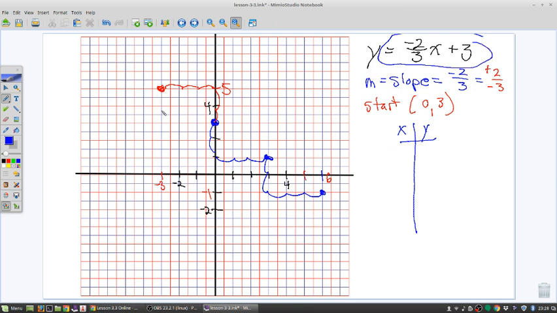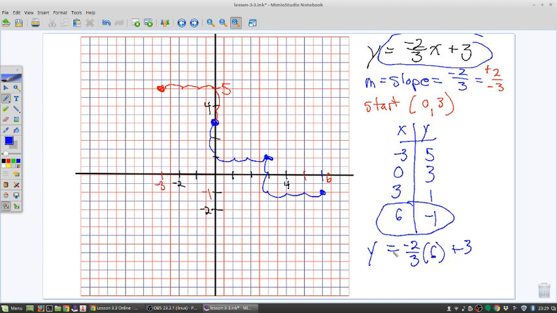So let's start over with the leftmost one. -3, 5 should be on this line. 0, 3 should be on this line. 3, 1. And what was that? 6, -1. And let's pick this one as a test case. So if I plug in x equals 6, let's see what happens. Hopefully I get -1. So I'm kind of checking my work.